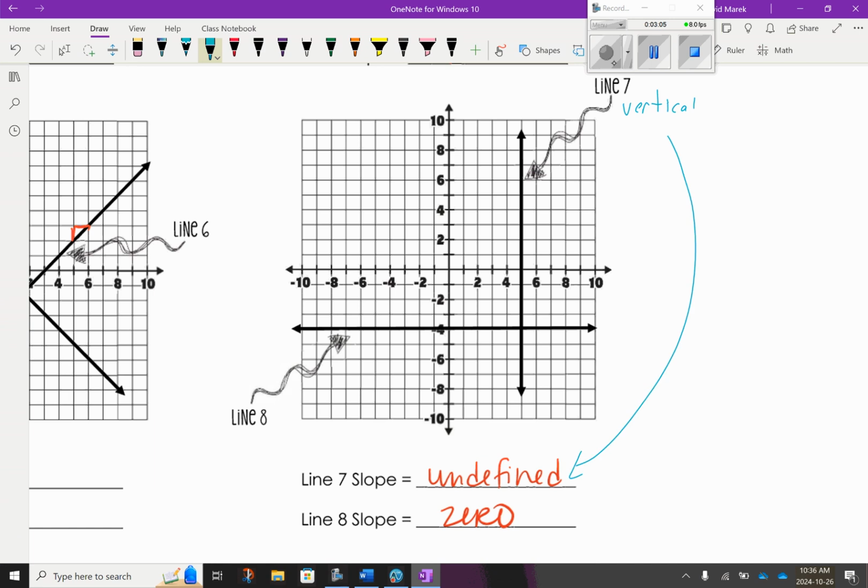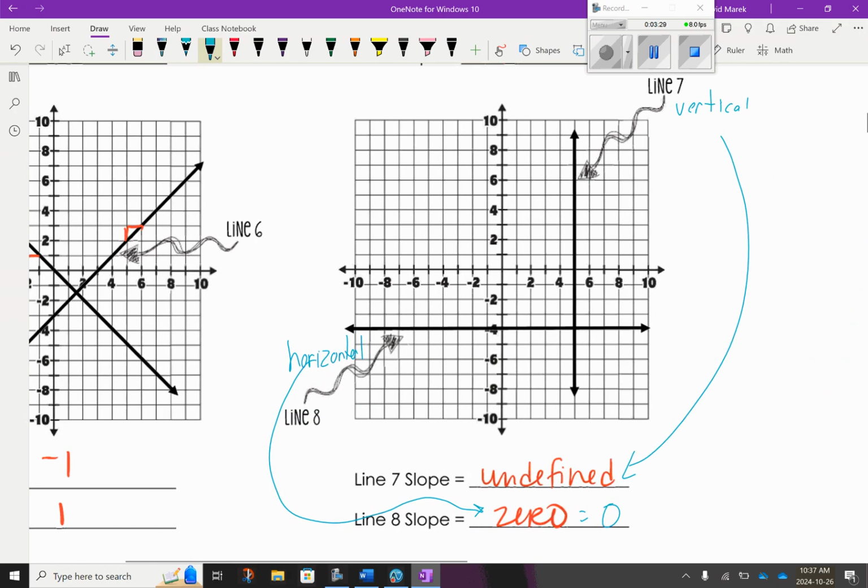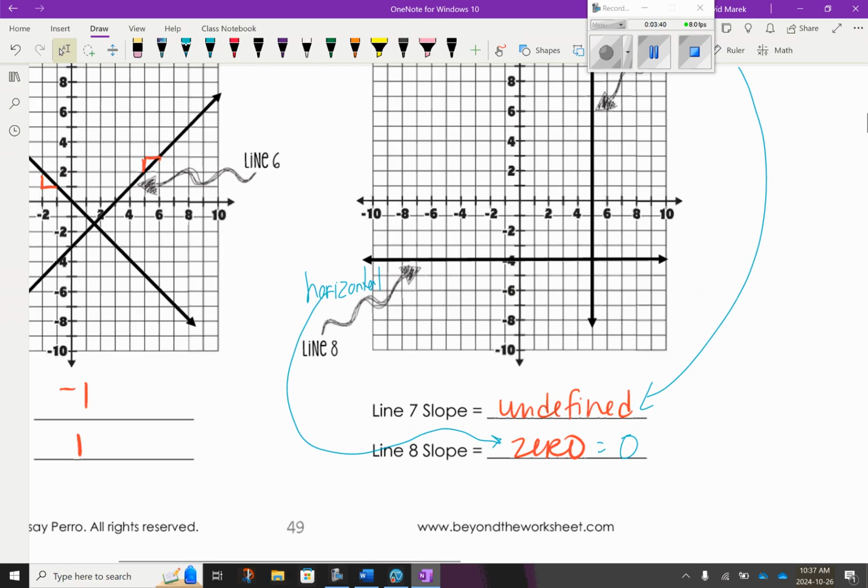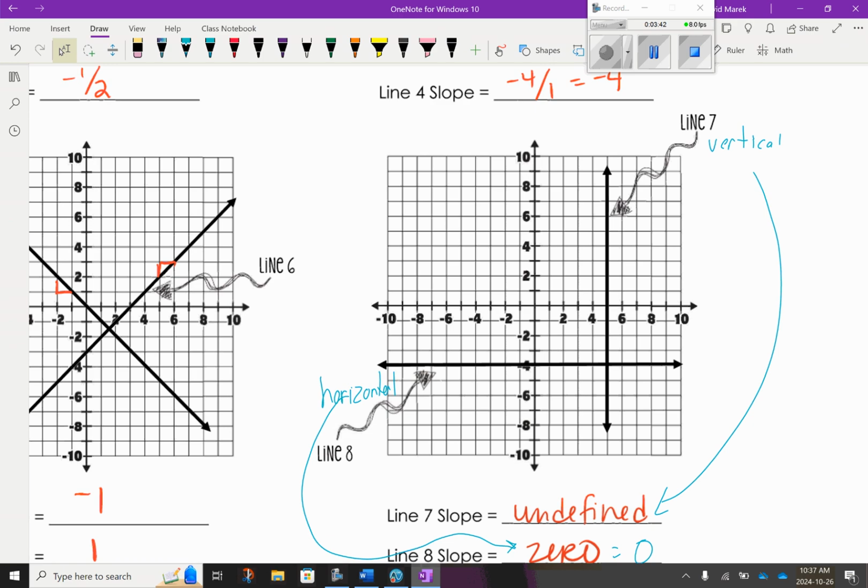Number 8, it's nice and flat. It doesn't have a positive slope. It doesn't have a negative slope. Horizontal lines have a slope that's equal to 0. Now again, this is a real number. This is a real answer. Like we got 1 and negative 1, we could get a slope that's equal to 0. That happens when the line is horizontal. If the line is vertical, we say it's undefined. And we'll get into the reasons behind that soon.